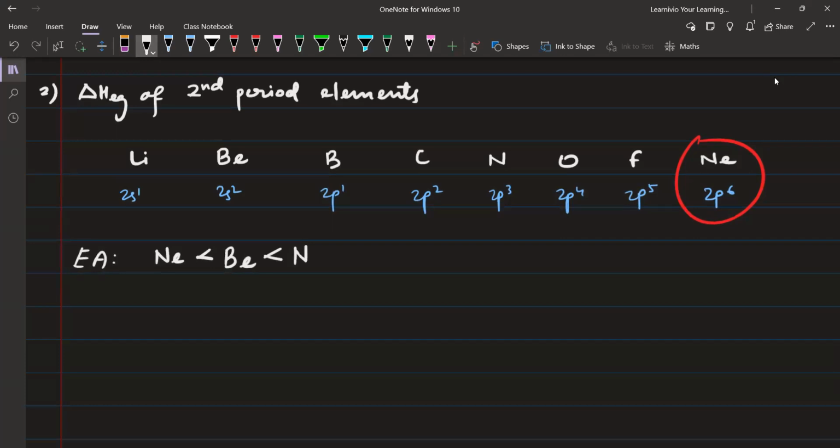Now between lithium and boron, we have just seen that boron will have lower electron affinity because the electron is added in the 2p subshell. Then you will have boron, and after that you are going to have lithium. Then you are going to have, as usual, carbon, oxygen, and then the most is fluorine. So this is the order of electron gain enthalpy of the second period elements.